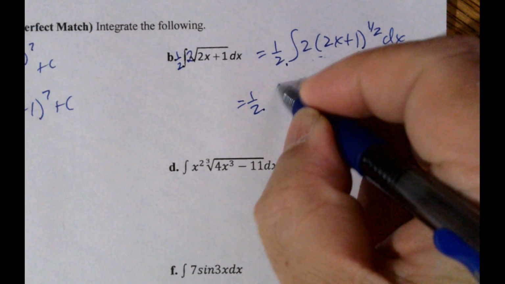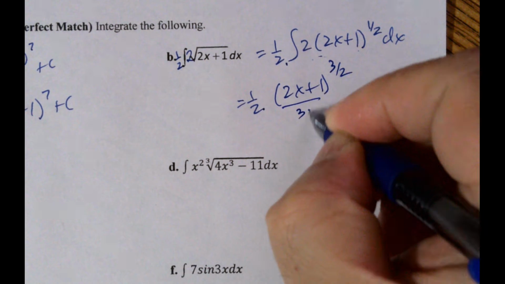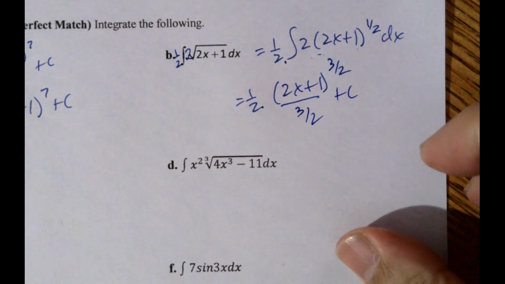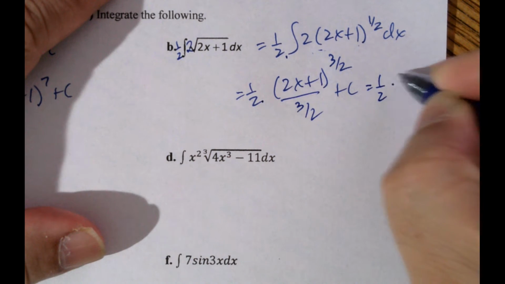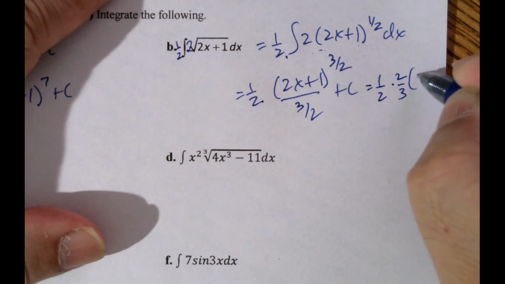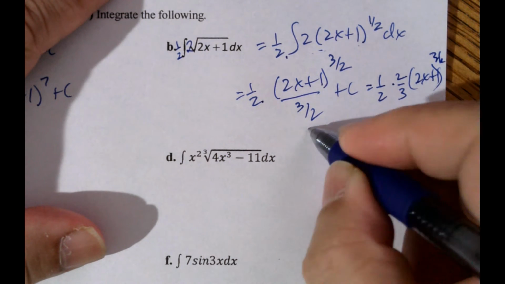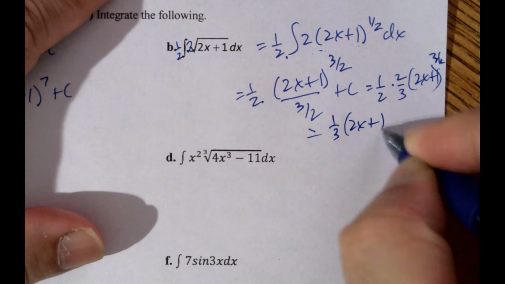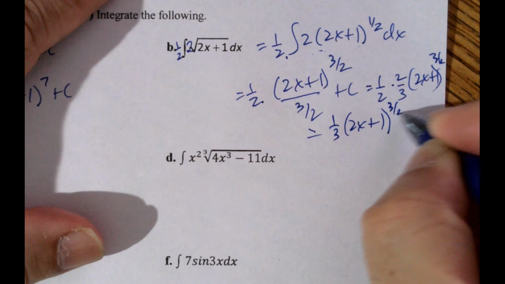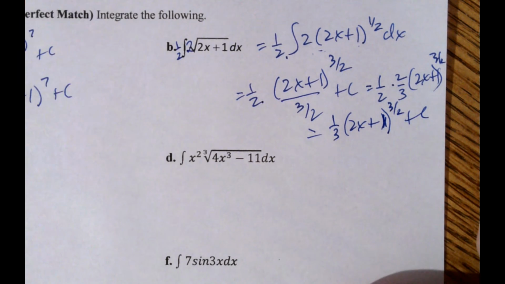And I'm going to do 2x plus 1 to the 3/2 divided by 3/2 plus c. And then multiply that. That's going to be 1/2 times 2/3 times 2x plus 1 to the 3/2 plus c. The 2's cancel. So it's 1/3 2x plus 1 to the 3/2 plus c. That's the answer there to B.